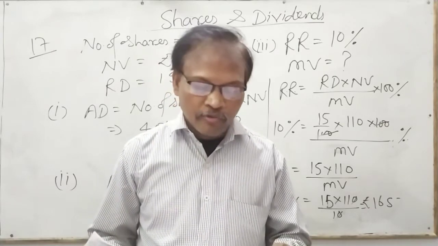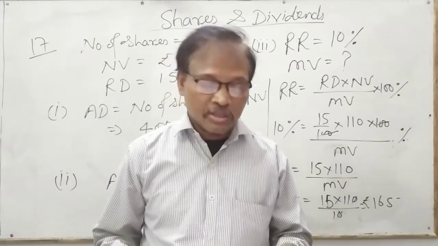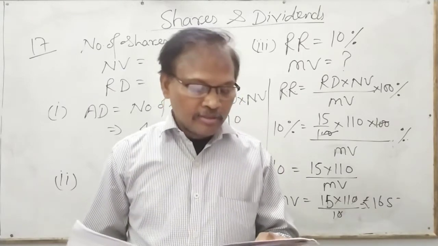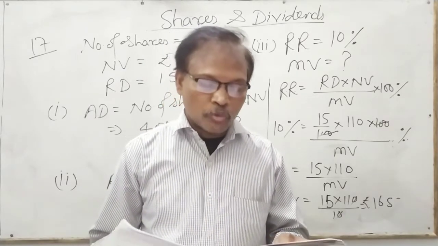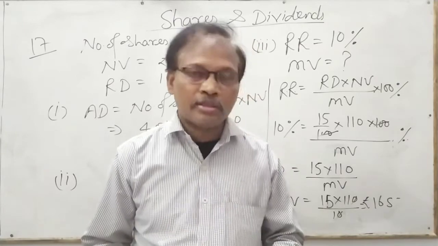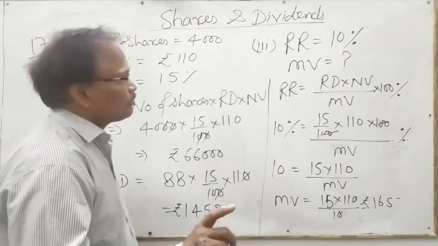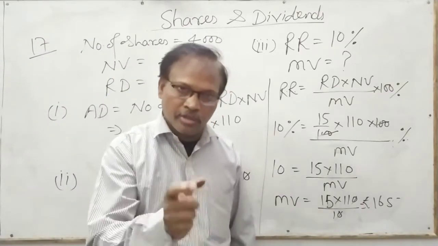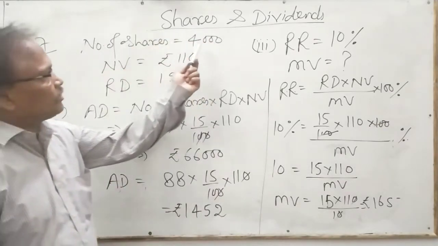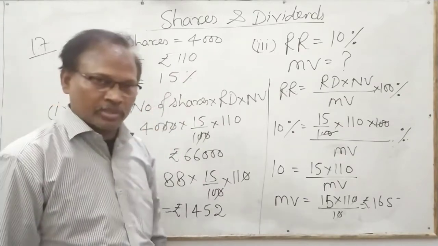Second part, the annual income of Shahrukh, that is the name who has purchased the shares, who holds 88 shares in the company. And third part, if he received only 10% on his investment, find the price paid for each share. So these are the parts with the question. First thing, first you read the question, listen carefully and see the quantity given. In this, the number of shares given 4,000, nominal value given rupees 110, and rate of dividend is given 15%.